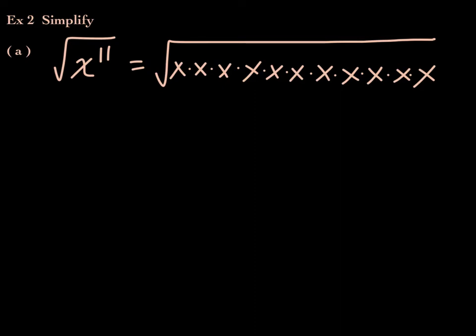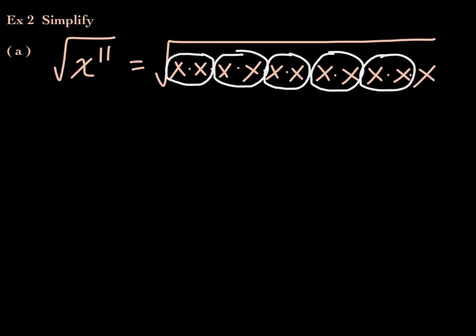Now watch this, everybody. What is your index? Your index is 2. You're right. This is a square root. So what I'm going to do is group these factors so that each group is a perfect power of the index. In other words, because the index is 2, I'm going to be making groups of 2. If the index were 3, I would be making groups of 3. If the index were 4, I'd be making groups of 4, and so forth. So each one of these groups represents x squared, which is a perfect square, right?